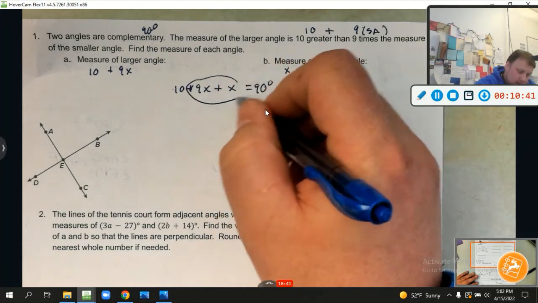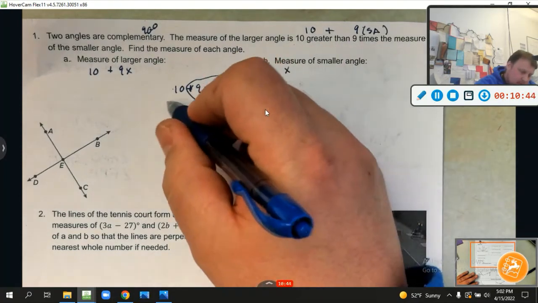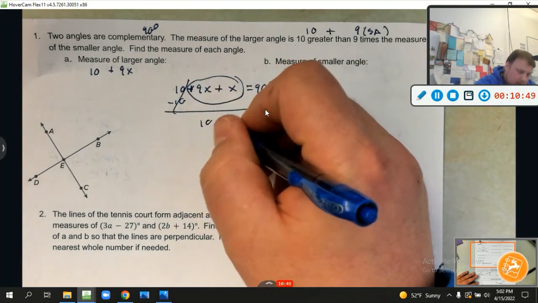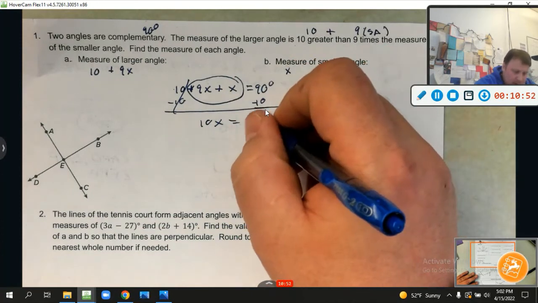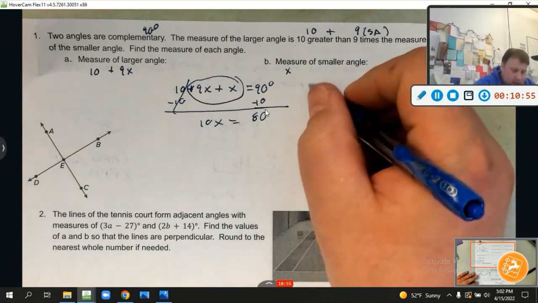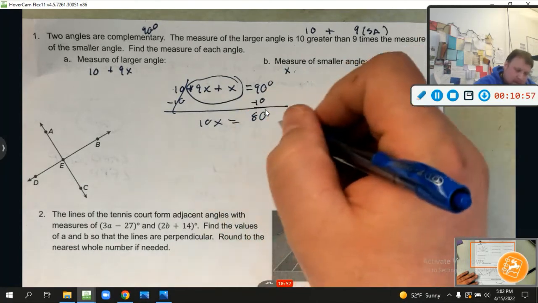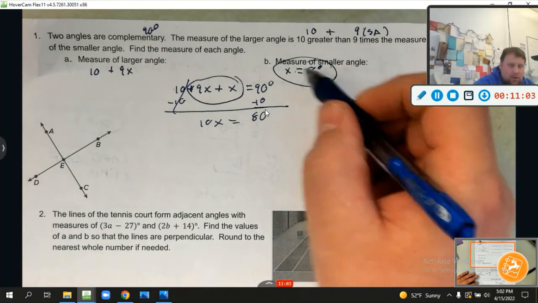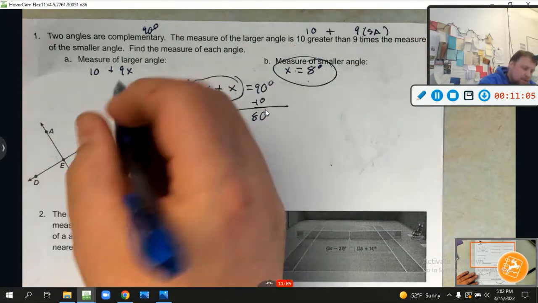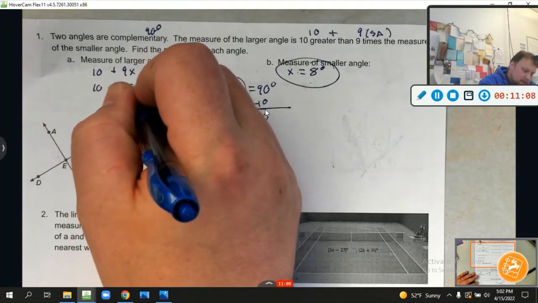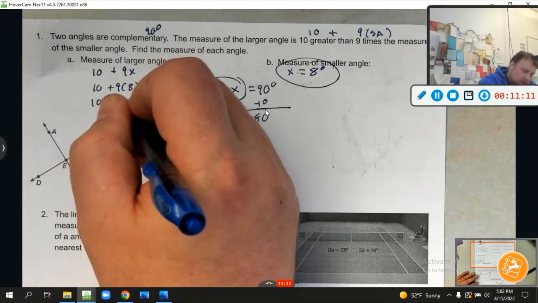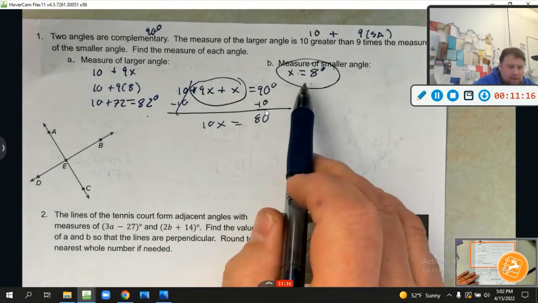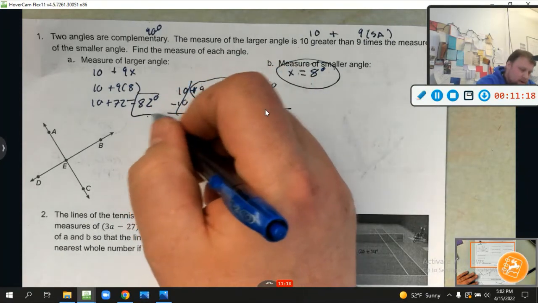Let's combine like terms. We've got 9x plus x is 10x. We're going to subtract 10 from both sides as well. And what do I get? 10x equals 80 degrees. Divide both sides by 10, and we know that x equals 8 degrees. And if that's true, let's look at the big angle. This is going to be 10 plus 9 times 8, which is 10 plus 72, or 82 degrees. And that makes sense. 82 plus 8 is indeed 90, so we are good to go.